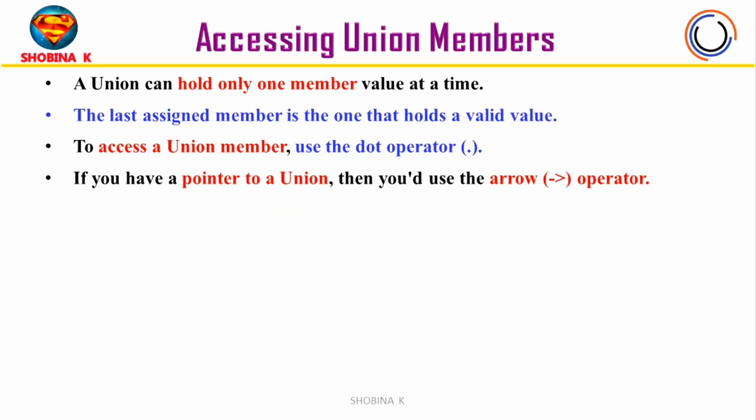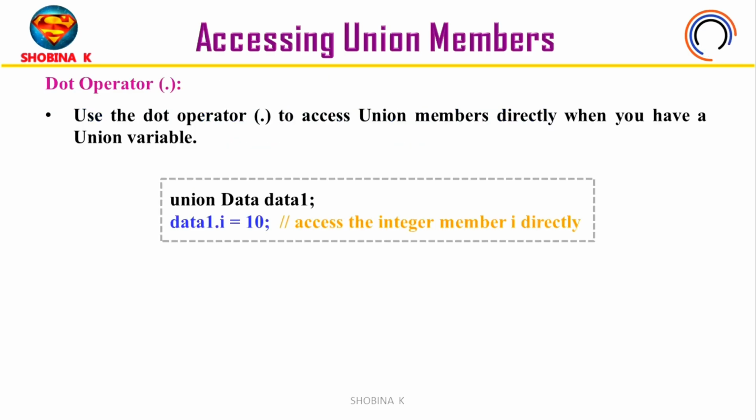We know that a union can hold only one member value at a time, and the last assigned member is the one that holds a valid value. To access a union member, use the dot operator with a union variable. And if you have a pointer to a union, use the arrow operator to access its members. So use the dot operator to access union members directly when you have a union variable.